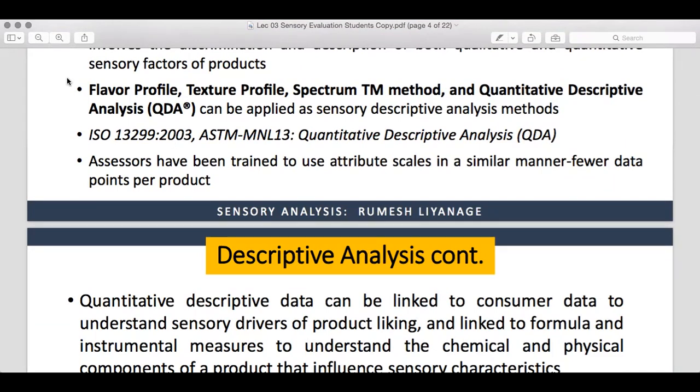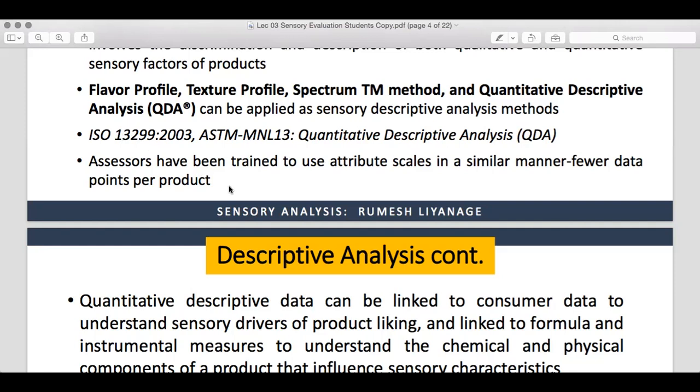You just remember there are different types of descriptive methods available, right? Flavor profile analysis, texture profile analysis. We can perform it by using a texture profile analyzer, and spectrum method, quantitative descriptive analysis, right? Likewise, different test methods are available. All these test methods have been designed according to the ISO and ASTM standards. You can see quantitative QDA and its ISO number, right? Standard.